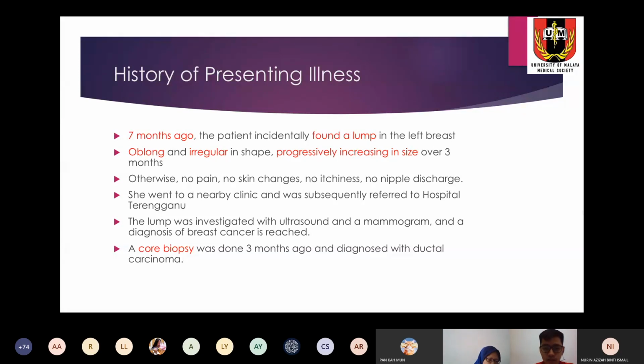What do you think? Do you think the history is enough, or do you think you need some more history? For the history of presenting illness, I think it's enough. You have a duration and all the symptoms associated with the breast lump. What are the things that you think might need to be added in your history of presenting illness for the current presentation? I think maybe we can add the size and the shape and such.